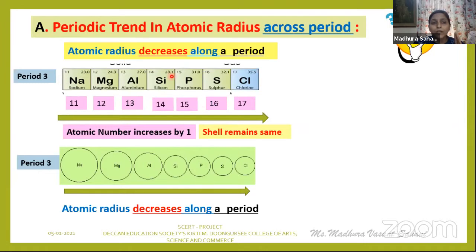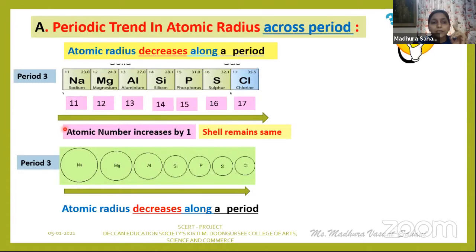So as we move from left to right, atomic number goes on increasing by 1. But the additional electron is added into the same shell because we are dealing with a single period. So the atomic number increases by 1, but the shell remains the same. That means the electron is added to the same shell, but nuclear charge increases by 1. Charge is more, so effective nuclear charge, Z effective, is more, and hence outer electrons are tightly held by the nucleus. Because of that reason, there is a reduction in the size of an atom.